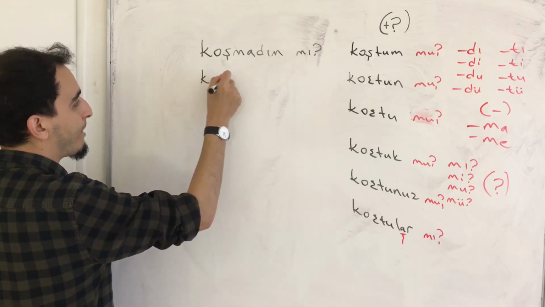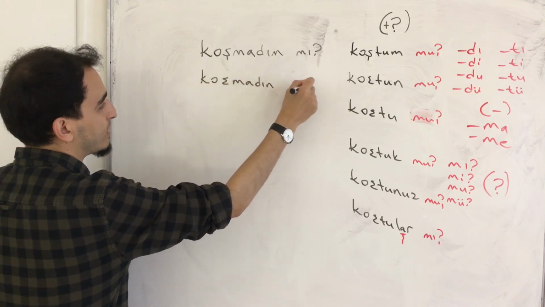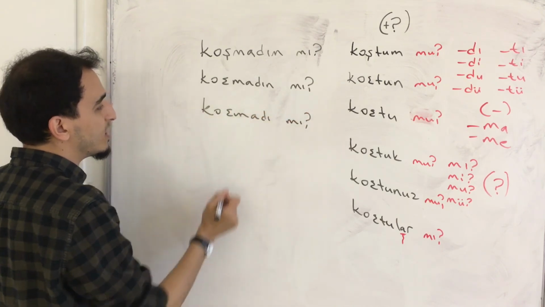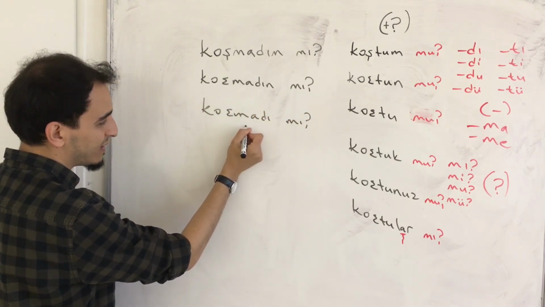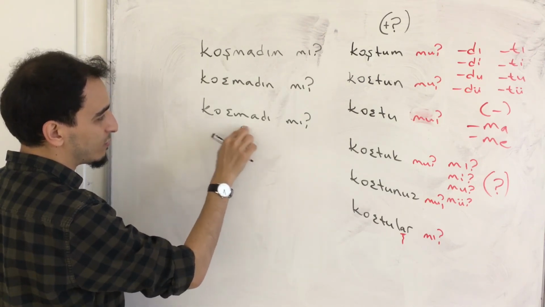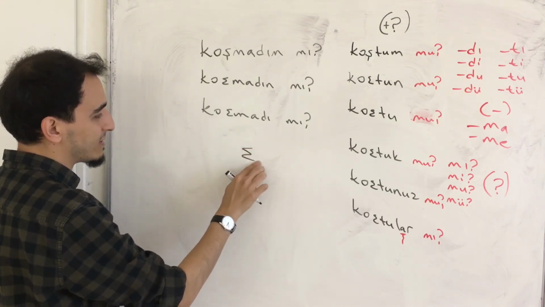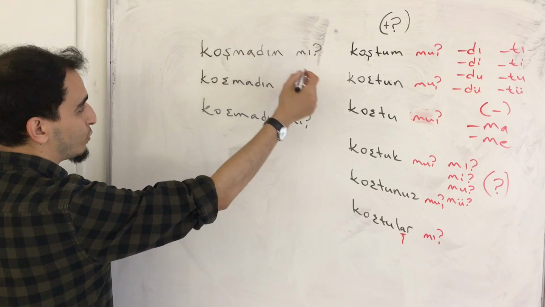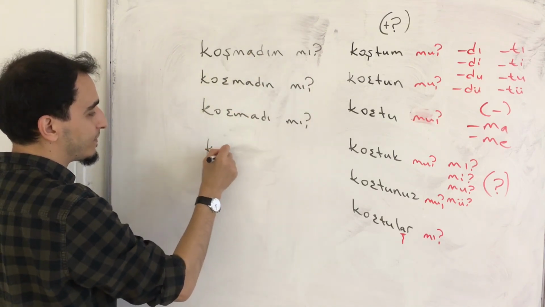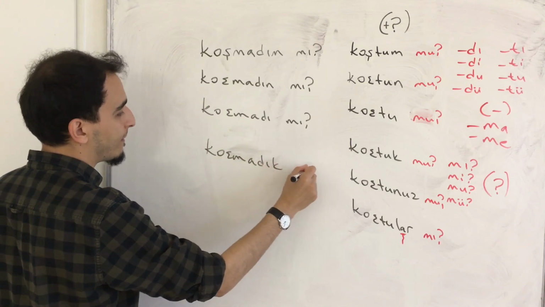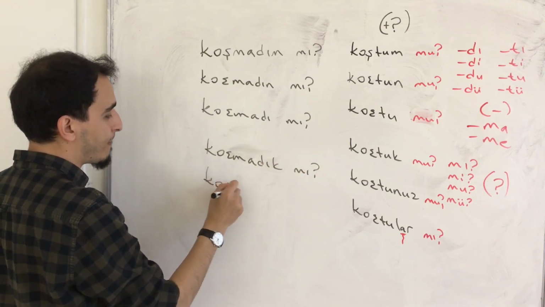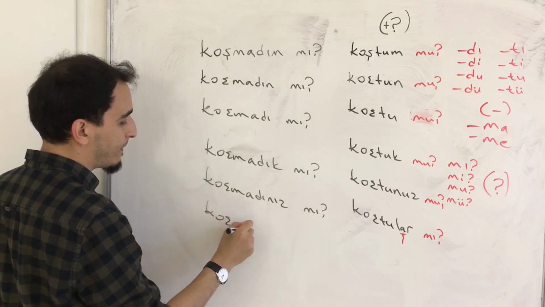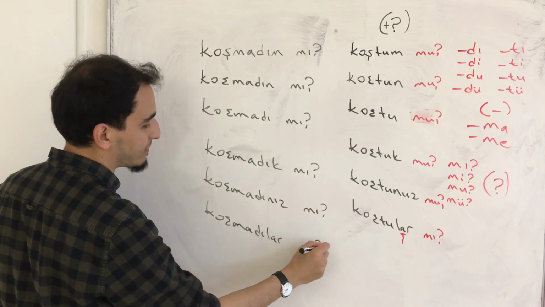Sen koşmadın mı? O koşmadı mı? Sorry for my writing, but I do it like this. So it looks like something like this, but please forgive me about that and please get used to it. Koşmadım mı? Koşmadı mı? Biz koşmadık mı? Siz koşmadınız mı? Onlar koşmadılar mı?